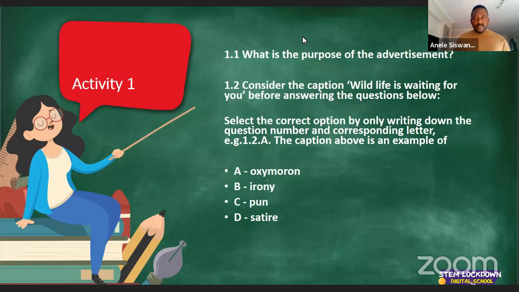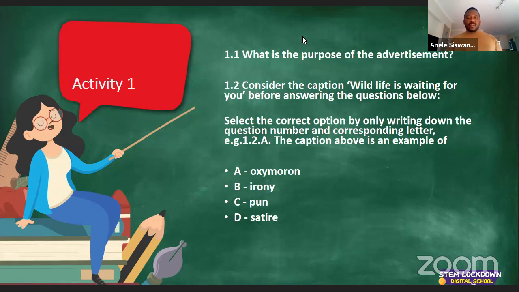Did you get the question? Justify as to why you are saying it's either B or D. Okay, one says, because the wildlife isn't actually waiting for you. Others are saying C. Okay, to move on.